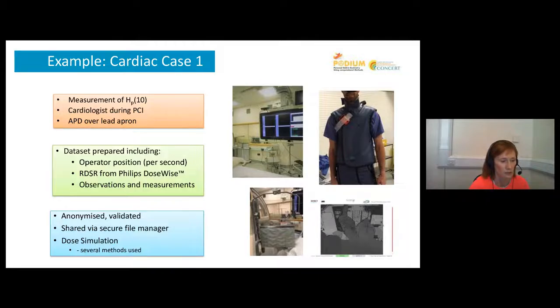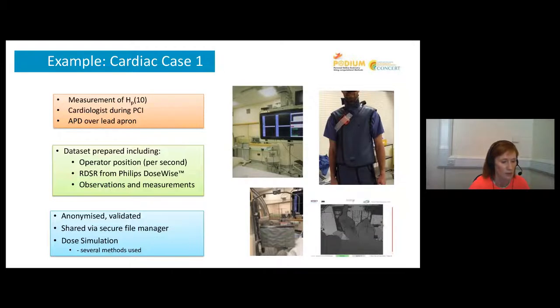What we wanted to measure was the HP10 from the main operator. He was wearing an APD over his lead apron, positioned slightly on the right side, and he was carrying out a percutaneous coronary intervention, or PCI, procedure. We would have been present in the room during the case, setting up the Connect and getting things started for him, and making some observations while the case was ongoing.